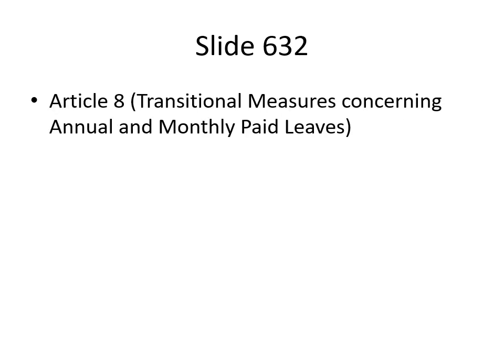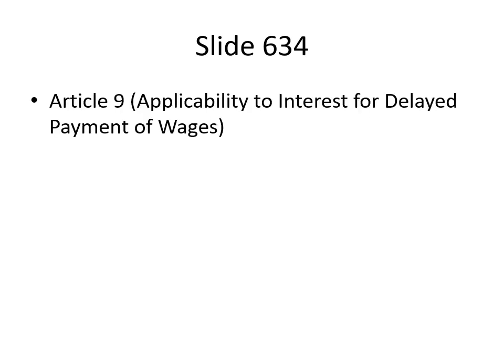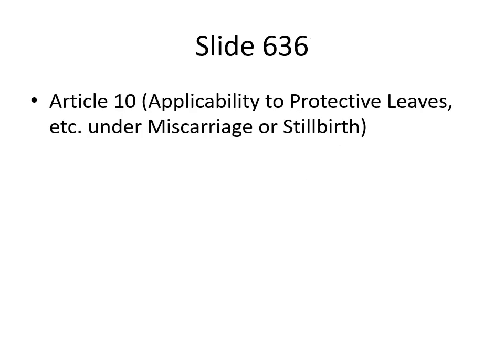Article 8. Transitional measures concerning annual and monthly paid leaves. Any monthly paid leave and any annual paid leave that occurred prior to the enforcement date of the amended Labor Standards Act, Act No. 6974, shall be governed by the previous provisions. Article 9. Applicability to interest for delayed payment of wages. The amended provisions of Article 36-2 of the amended Labor Standards Act, Act No. 7465, shall apply to the cases where the cause of payment accrues on or after the enforcement date of the said Act.